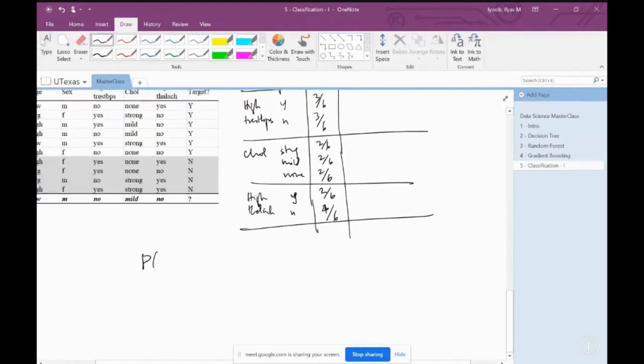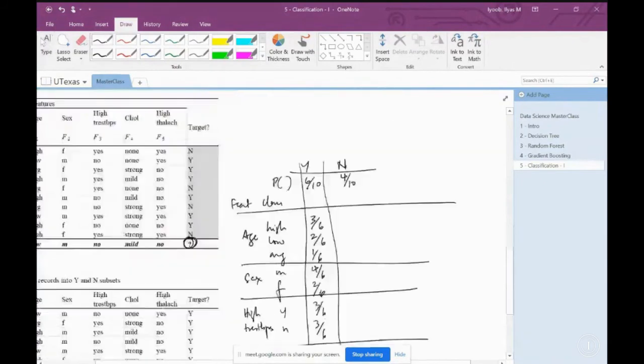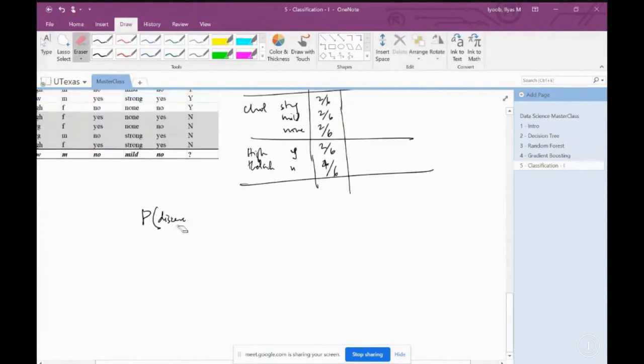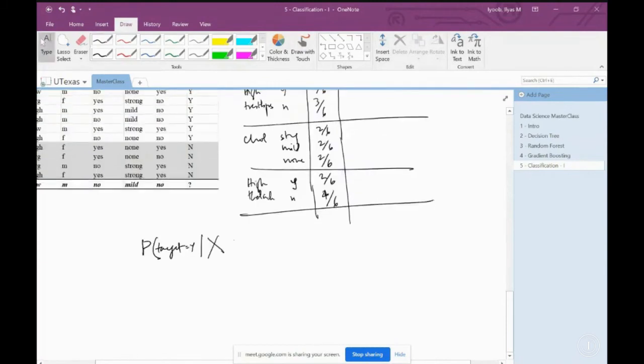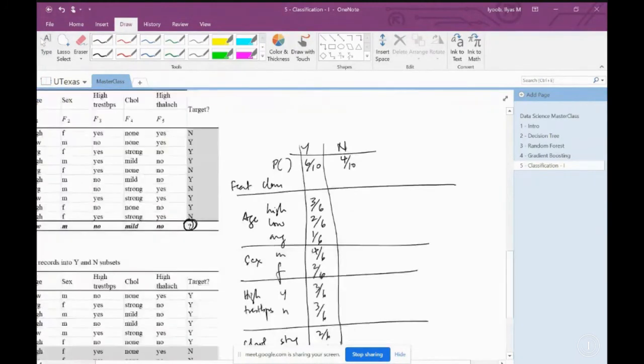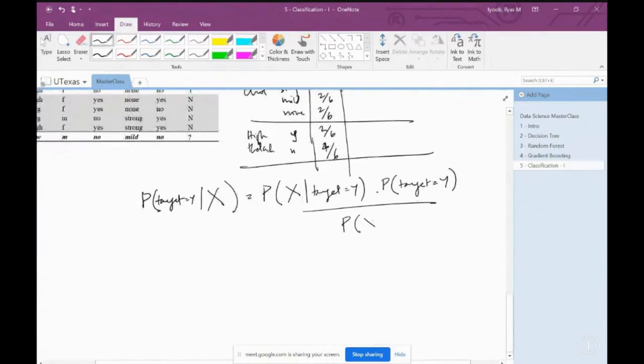Well, what we're saying here, remember, is that the probability of disease, or let's say target Y, given some X, which is my features here, is the probability of X given target equals Y times the probability that target equals Y, divided by the probability of X. So this is Bayes' theorem.